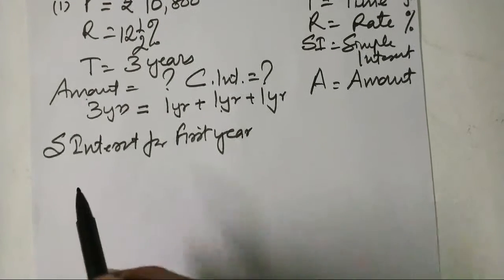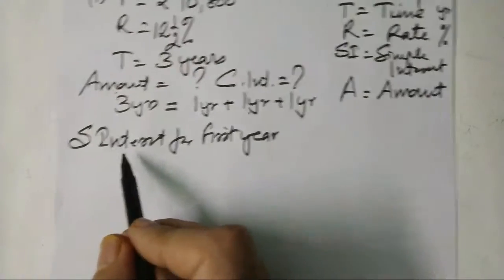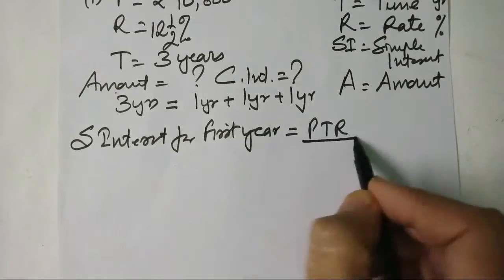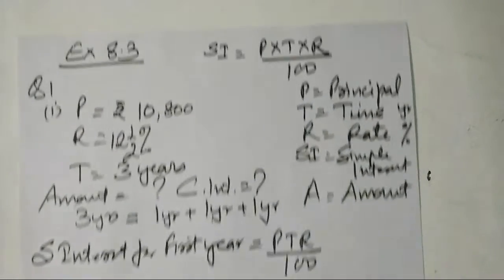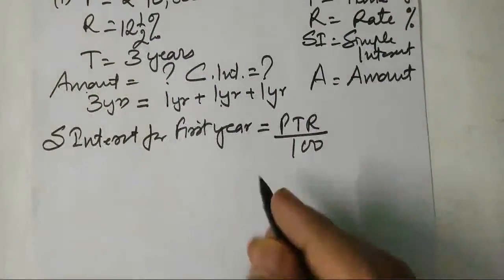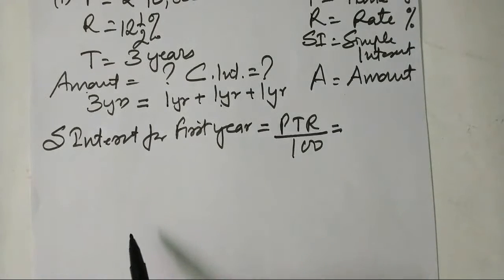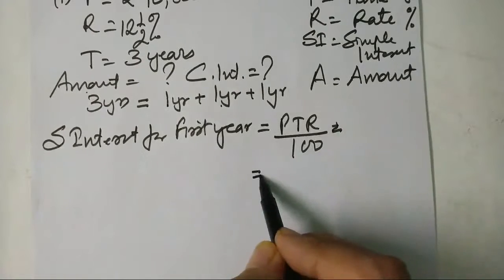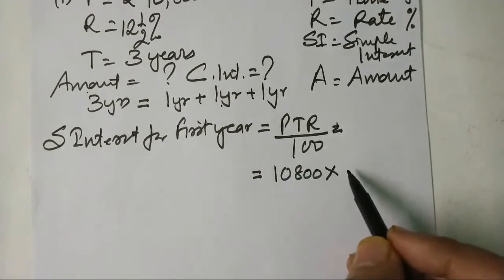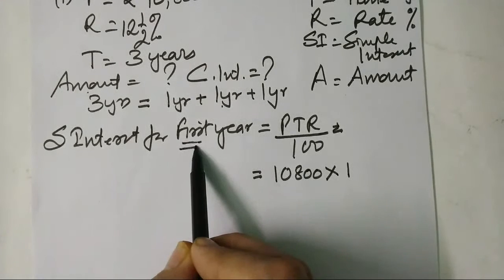Then we will calculate simple interest for the second year. See the step. The simple interest is calculated by using the formula PTR upon 100. The same formula which is given, I am using. And we will put the value as principal, which is 10,800, into time. Time is 1 year, calculating for only 1 year.